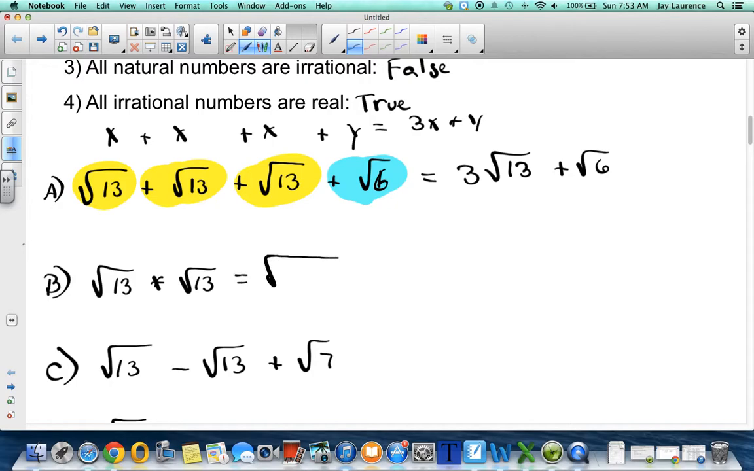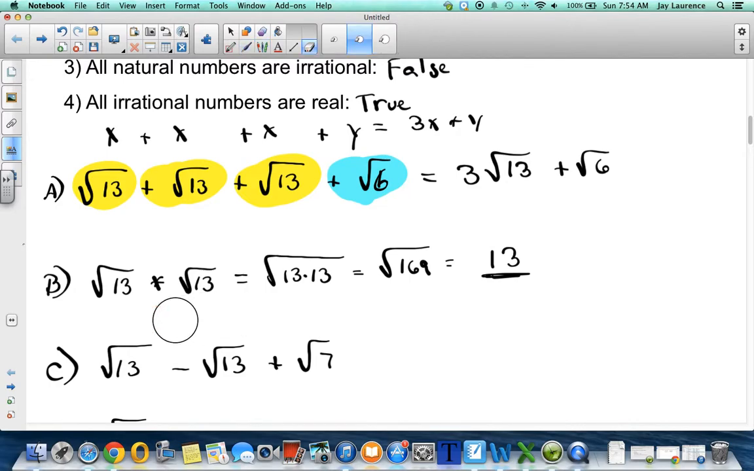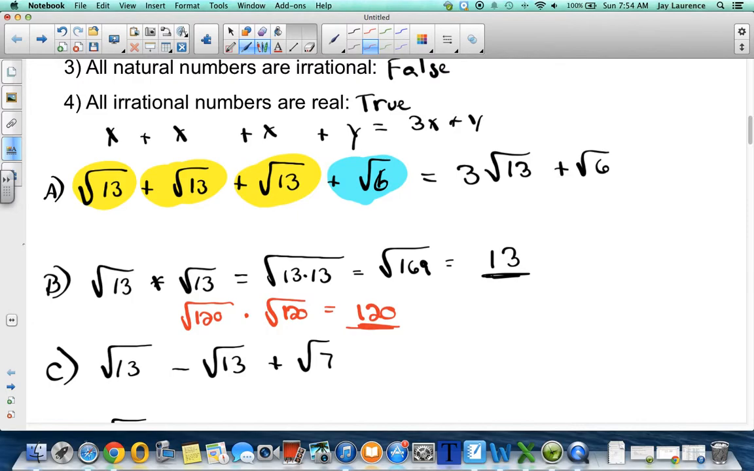Square root of 13 times the square root of 13. Well, remember, that would be the same as the square root of 13 times 13, which would be the square root of 169, which is 13. Oh, yeah. When I multiply a rad by itself, the rad goes away, remember? Yeah, let's try this one real quick. How about the square root of 121? Oh, no, that wouldn't be irrational. Well, I guess I could still do it. But let's go with the square root of 120 times the square root of 120. Okay, I think you'll realize by now that that's just 120.